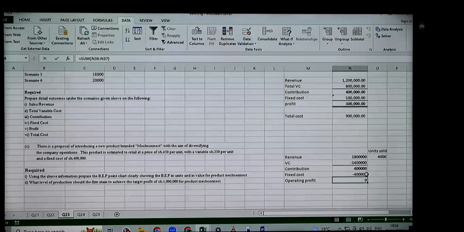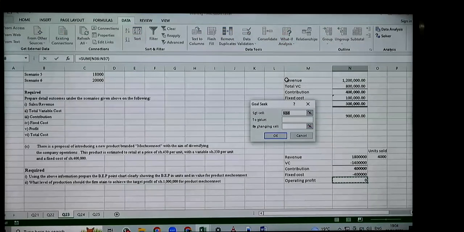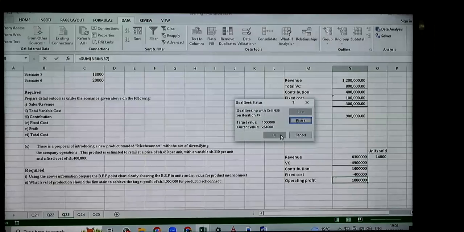So at 1,000 units, it will be just the same thing. We will just go to Data, then What-If Analysis, then Goal Seek. This one is the sale that we'll be setting, and we want it to be at 1 million. By changing the sale, we will be changing the units sold here, then we press OK.